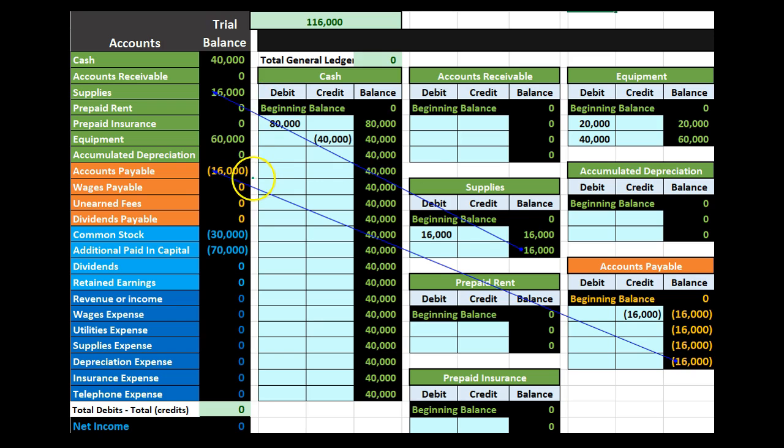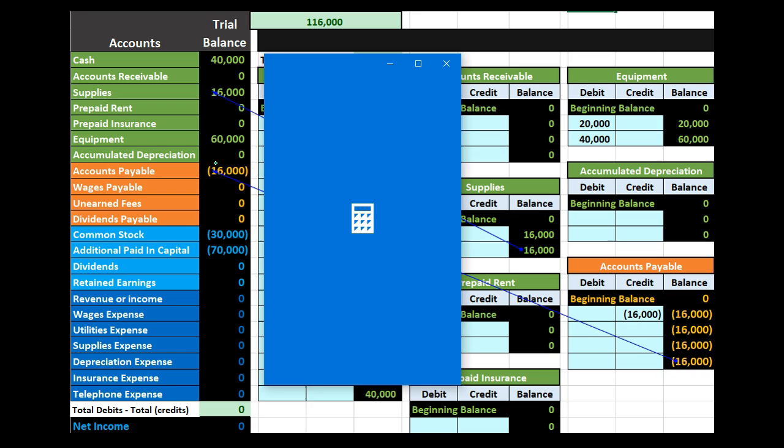And then the accounts payable is coming from here. So the accounts payable, again, you probably only have this one. You don't have to enter the running balance all the way down. We just have the 16,000 is creating the accounts payable. If we took the debits minus the credits, we're still going to be in balance here.